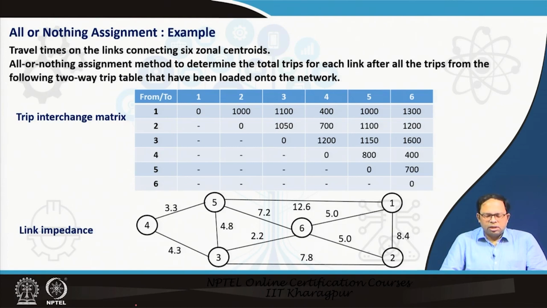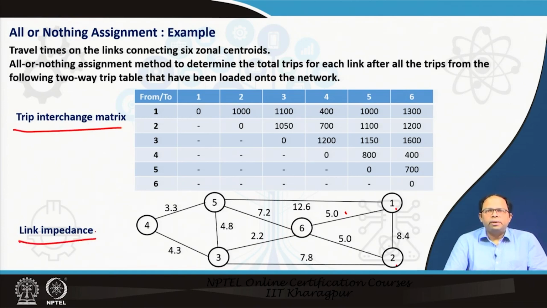So we have 6 zonal centroids, 1, 2, 3, 4, 5, 6. Then travel times on the links are also given, which is over here, and we also have the total interzonal volumes, that is from 1 to 2 is 1000, 1 to 3 is 1100, and 1 to 4 is 400, and so on. The all or nothing assignment method is used to determine the total trips for each link after all the trips from the following two-way trip table have been loaded onto the network. So we will do that.